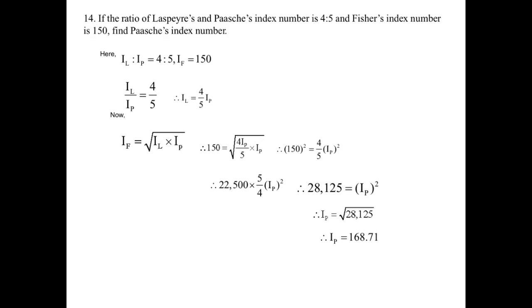Now what we do? If we eliminate the under root sign, then we have to make a square of 150, that is 22,500, and that 4 by 5, if we move to the other side, then it is 5 by 4, is equal to IP square. So therefore 28,125 is equal to IP square. So IP is equal to what? 168.71.